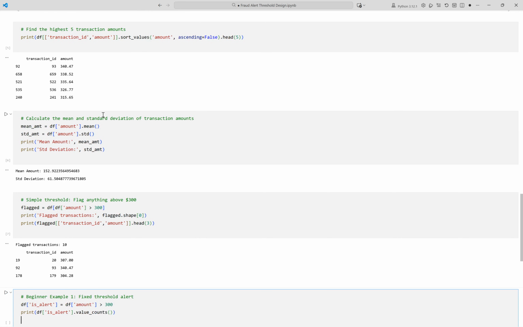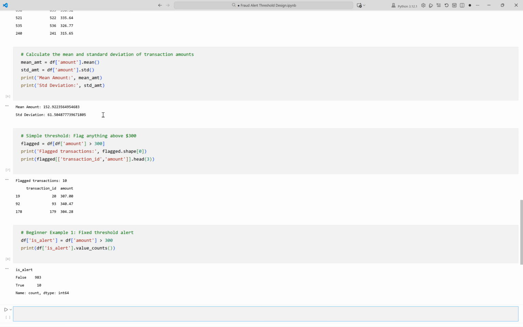Running the cell now. This output shows that setting a fixed fraud alert threshold at 300 flags only 10 transactions as alerts, while 983 are considered normal. The large imbalance highlights that most transactions fall below this amount, helping us understand what typical transaction amounts look like before refining alert thresholds. This simple count is a first step in identifying unusually high transactions within the dataset. A fixed threshold is simple but may not suit all customer types or seasons.